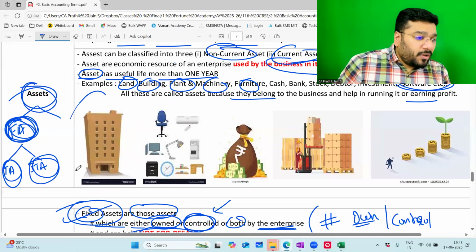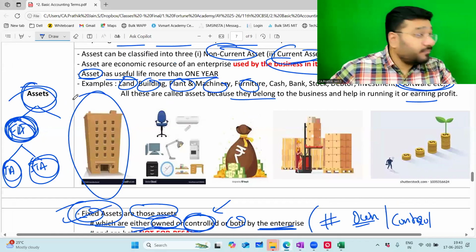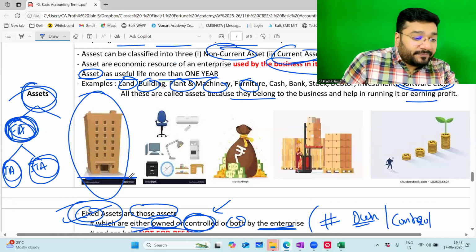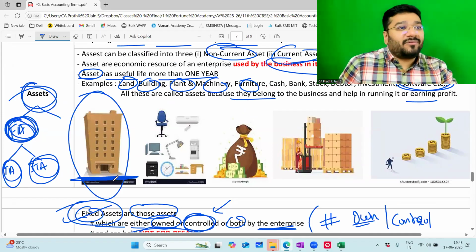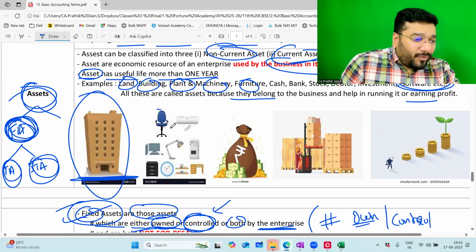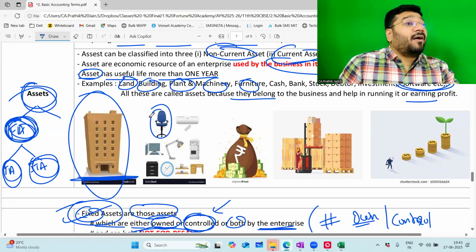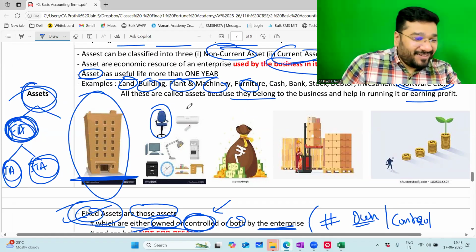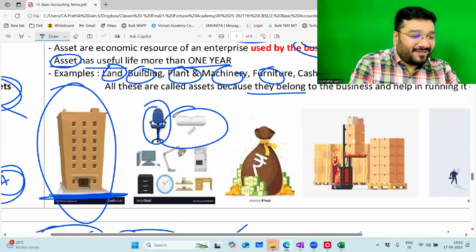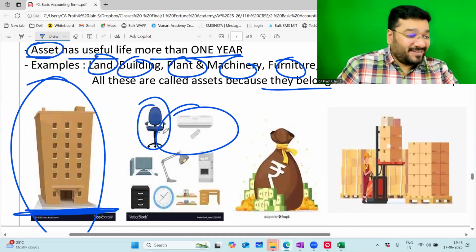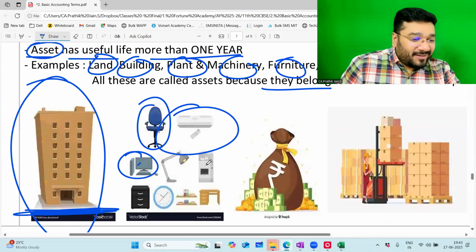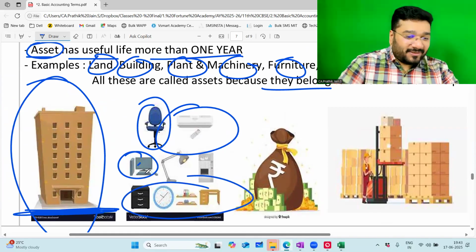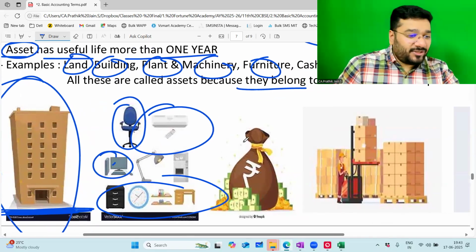No, sir. What does this look like? Building. Beneath that, land and building. This is how it looks. What is this? Furniture, chair. Online person got it, that's a chair. It's furniture. What is this? AC. AC is office equipment. This computer is also classified under office equipment. All these are furniture and office equipment.